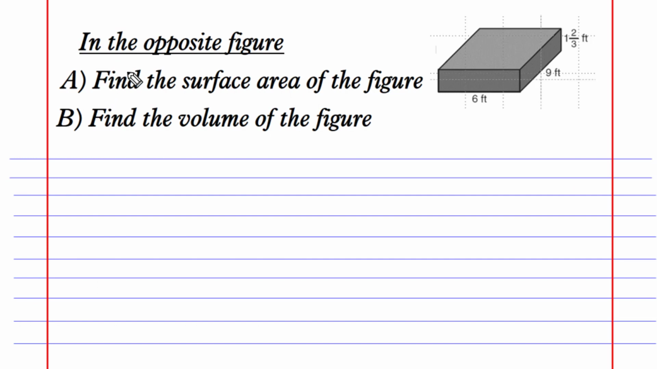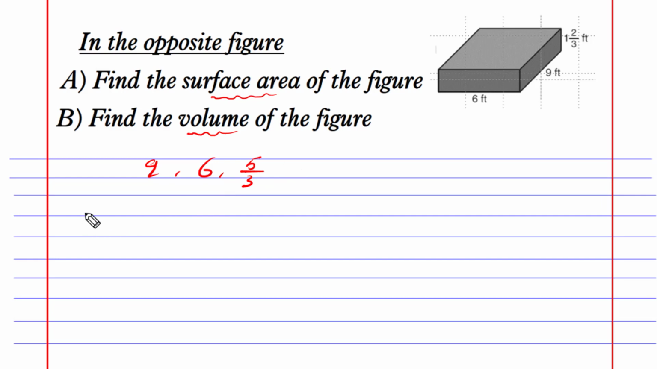Today we will have a revision. First, find the surface area of the figure. Second, find the volume. The figure, guys, is what? Is a rectangular prism with dimensions 9, 6, and 1 and 2 over 3. So write the dimensions 9, 6, 1 and 2 over 3. We can write it as 5 over 3 as an improper fraction.